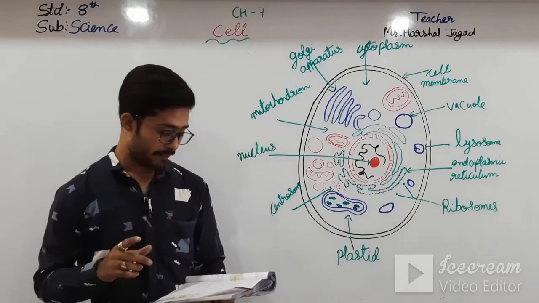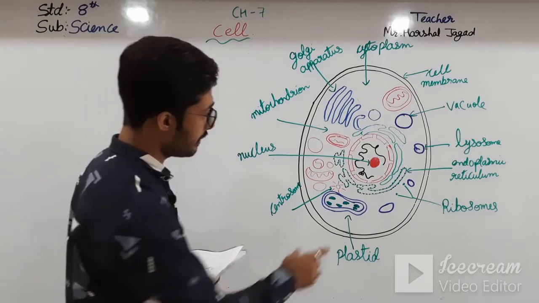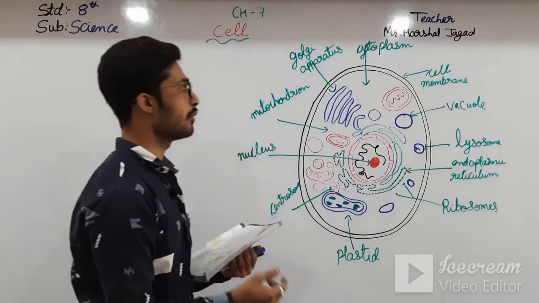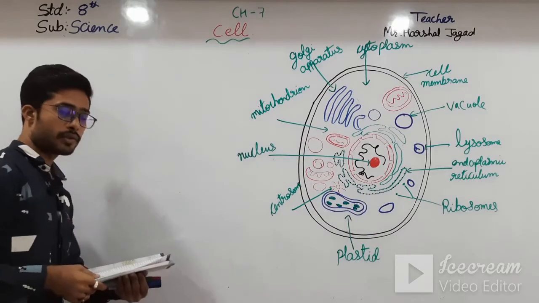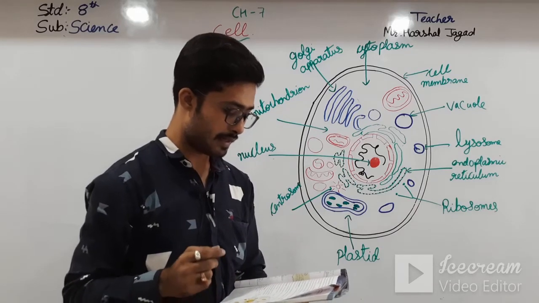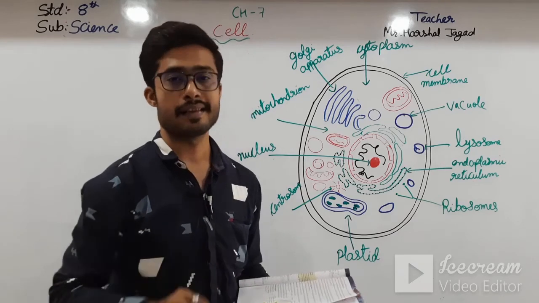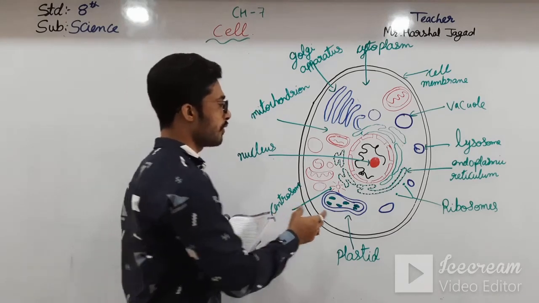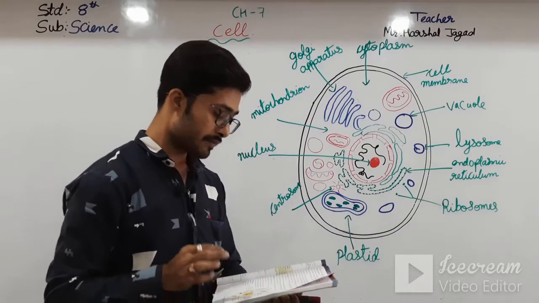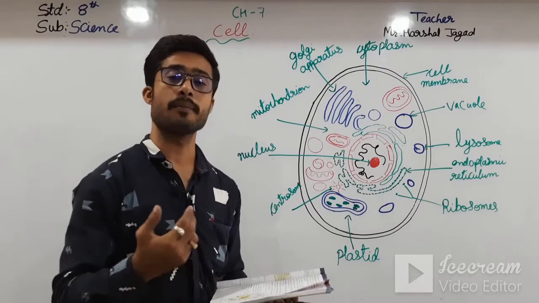Okay students, and next comes the endoplasmic reticulum. Where is it? See here, it is over here. You can see the endoplasmic reticulum over here. It helps in the synthesis, storage and transport of cell products. So, what is it useful for? It is useful for synthesis, storage and transportation of cell products.